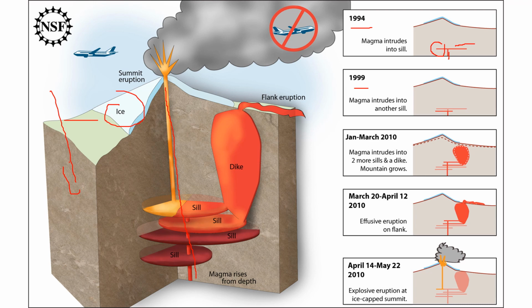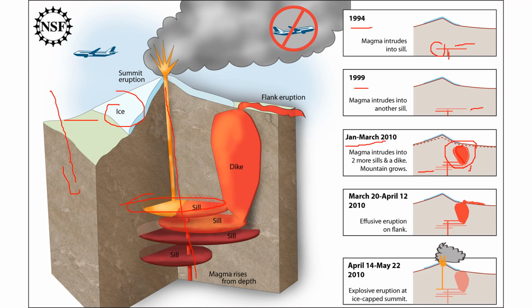And if you look at the cross sections, what you can see is here, they store quite a lot of magma. Now, 11 years later, during January to March of 2010, magma created even more sills, you can see here, and also this here, which is a vertical intrusion. So these sills are horizontal, and this dike here is called a vertical intrusion, and you can see that the magma is being pushed up.